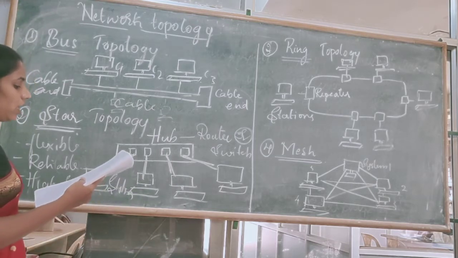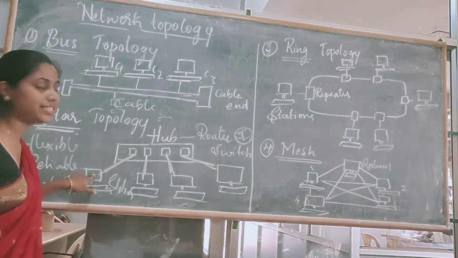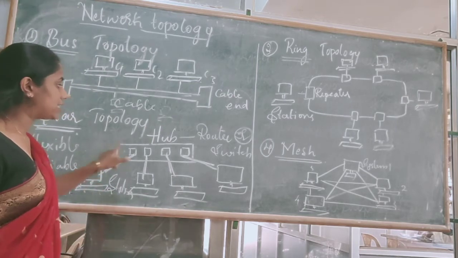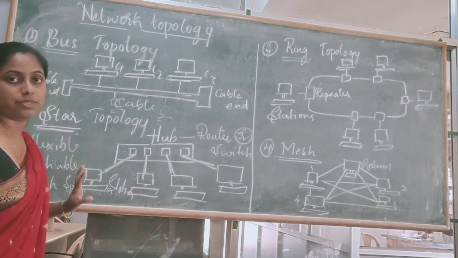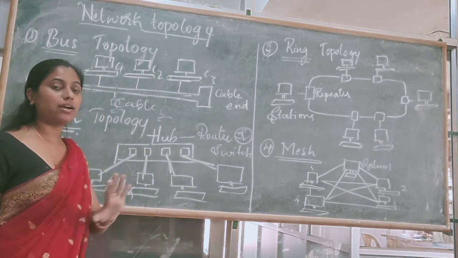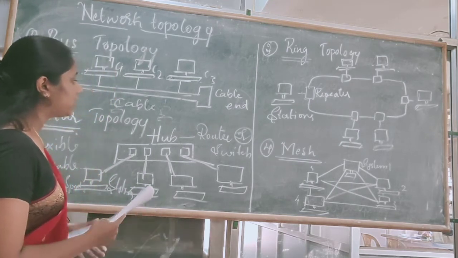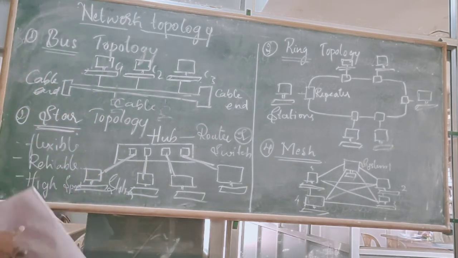And the fourth advantage is, if one system fails, it doesn't affect other systems in the network. If one system fails, there is no effect on the other systems. Okay? These are the advantages of star topology.